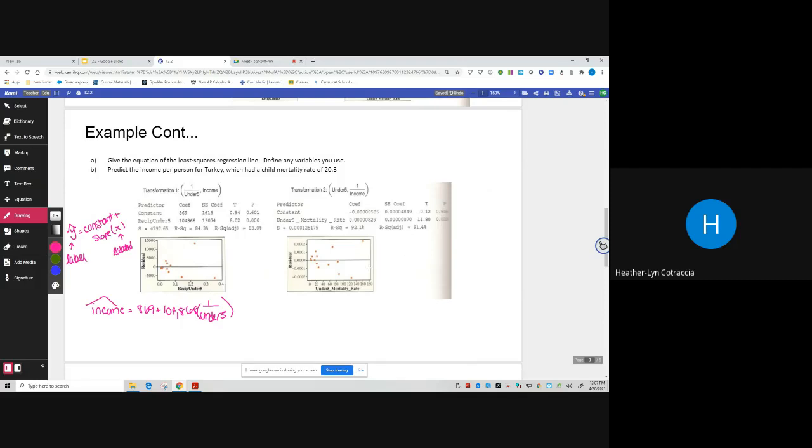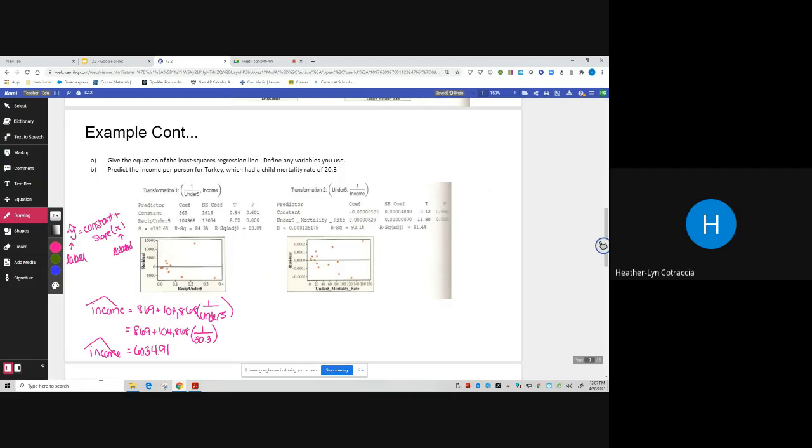Because then we're going to start to predict. It says predict the income for a person for Turkey, which had a child mortality rate of 20.3. So then I would say the income would be equal to 869 plus 104,868 times, and not just the mortality rate, but 1 over the mortality rate. And then you plug that in on the calculator and you get 6,034.91. And that is the predicted amount of income.